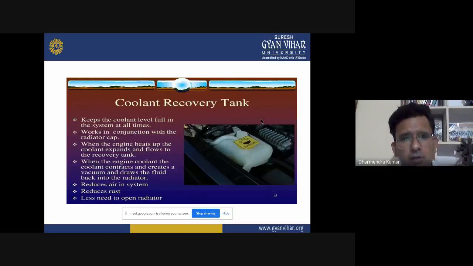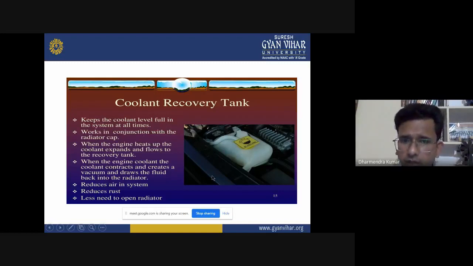Now this is the coolant recovery tank. Earlier we discussed coolant and the antifreeze solution which we use in the water cooling system. The function of the coolant recovery tank is that it keeps the coolant level full in the system at all times.